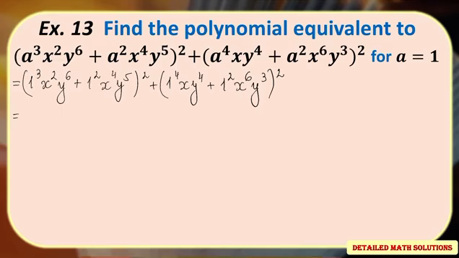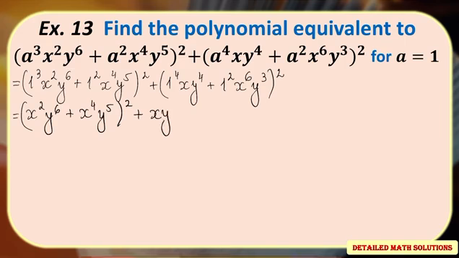When I simplify further, this equals x squared y to the 6th power plus x to the 4th y to the 5th in parentheses squared plus xy to the 4th power plus x to the 6th y cubed in parentheses squared.